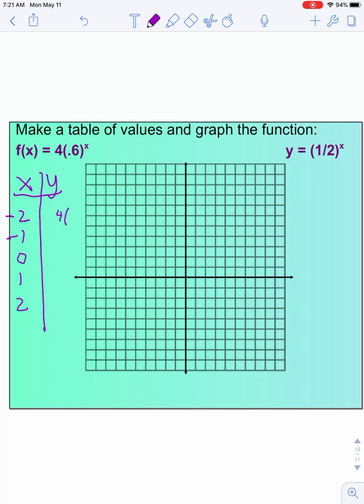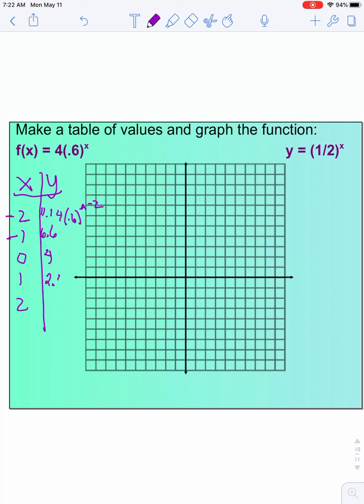So I'm going to take 4 times 0.6, and I'm going to use that little arrow key again to the -2 power. And so when I type all that in my calculator, that gives me 11.1. Now I'm going to do it for the next value, and that gives me 6.6. Again, you might want to pause the video here, try some of these on your own, and make sure you're doing it right.